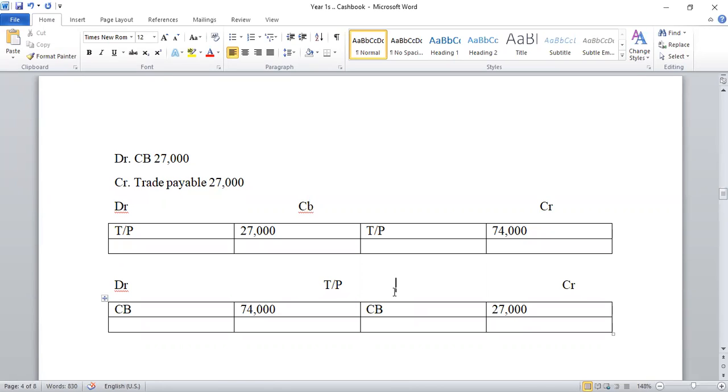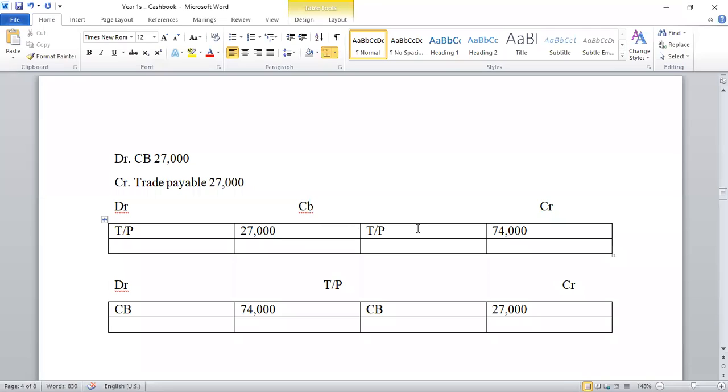Then someone was asking, how do you know? How you know is this: you are saying your credit had a 74, but it was supposed to have only 47. So the only way you can reduce this 74 to go back to 47 is when you pass the difference on the opposite side.